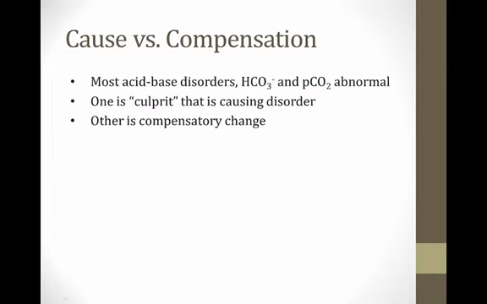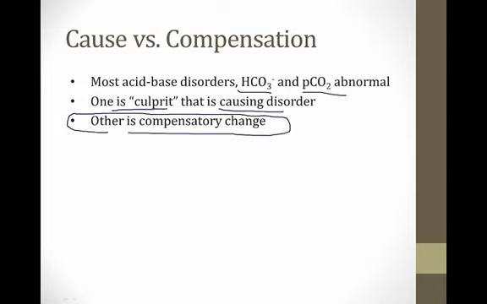In most acid-base problems you're going to face, the bicarbonate and the PCO2 are both abnormal. One of these is the culprit causing the disorder, and the other one is the compensatory change. And you need to be able to figure out which one is the cause and which one is the compensation. So the best way to do that is to go through a couple of examples.